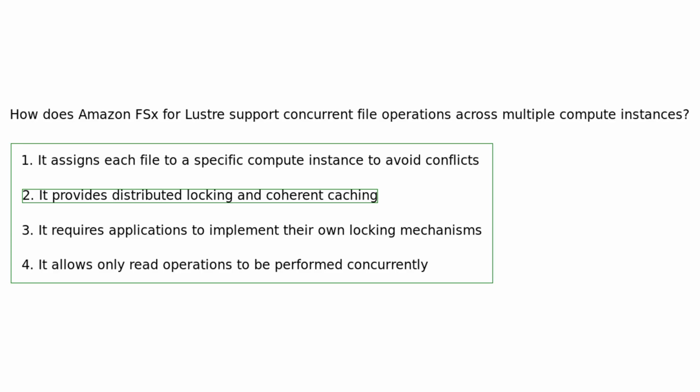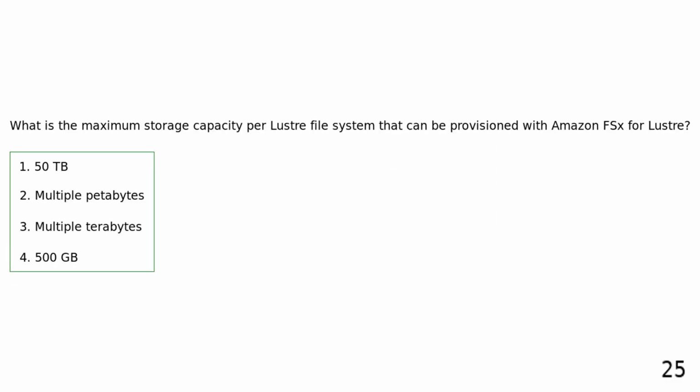the same files simultaneously. What is the maximum storage capacity per Lustre file system that can be provisioned with Amazon FSx for Lustre? 50 terabytes. Multiple petabytes. Multiple terabytes. 500 gigabytes.